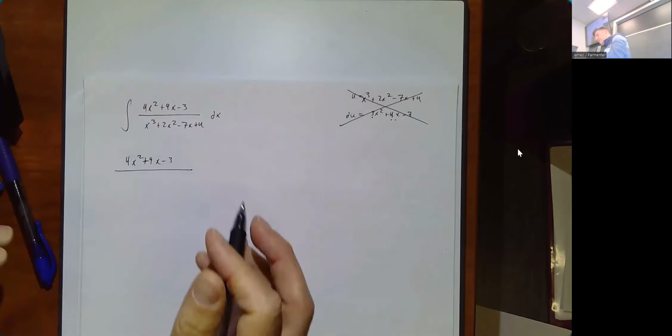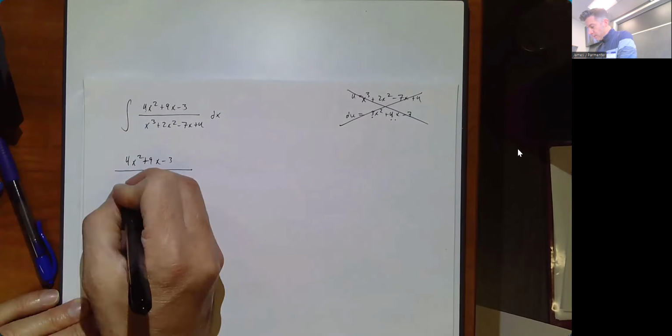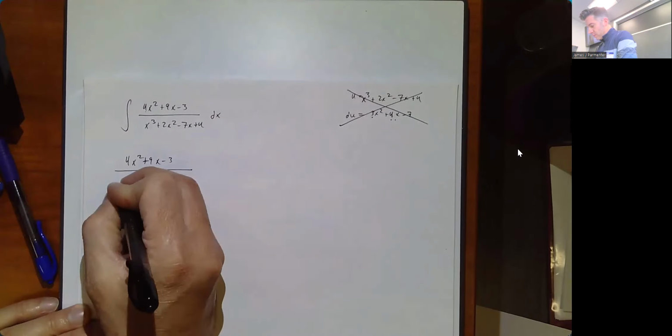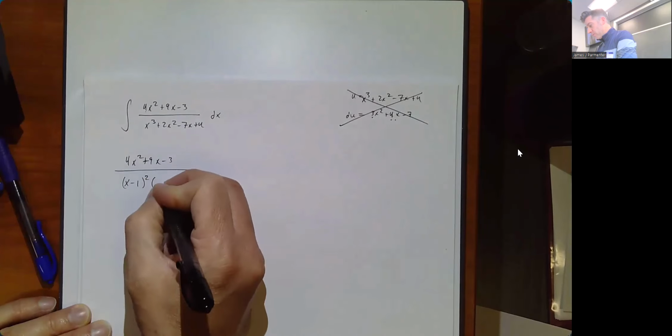I forgot what it was already. I think it was x minus 1 squared. Maybe x plus 1 squared. I don't honestly remember. Let me go look. It was x minus 1 times x minus 1 times x plus 4. So x minus 1 squared times x plus 4.